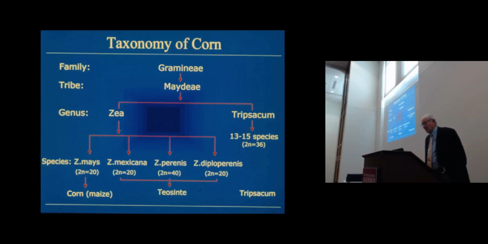Then we have Tripsacum or gamma grass. Now teosinte, the people that really work with it can make the crosses and get fertile progeny out of it. Now with Tripsacum it's been more difficult, but if you look at the chromosome number you can see why, with 2n equals 36. And there's several, 13 to 15 different species of Tripsacum. Of these teosintes, Zea diploperennis is the newest one.